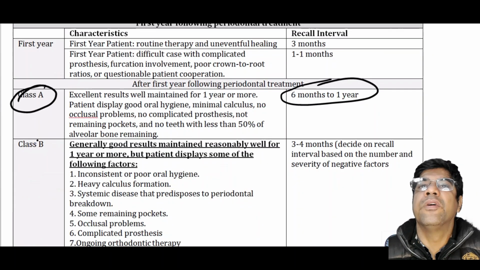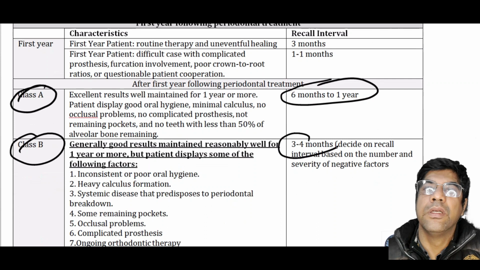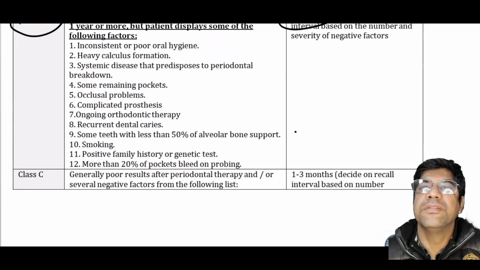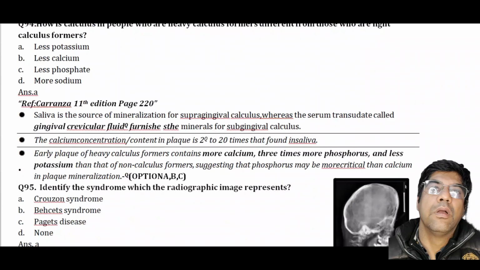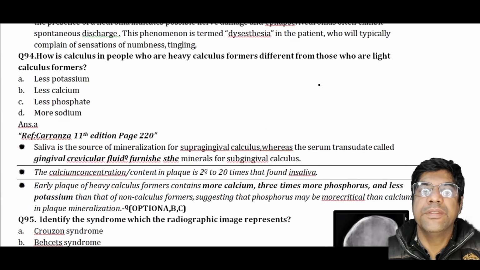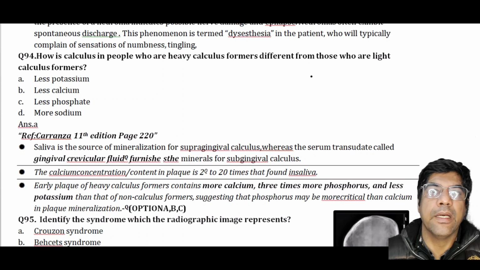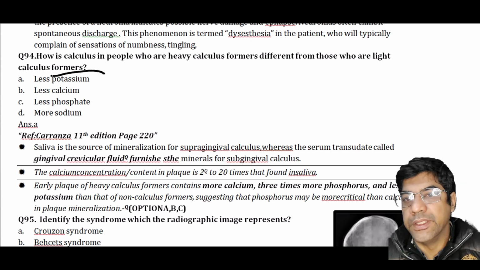So class B is for 3 to 4 months. Class C is 1 to 3 months. Remember that. Coming to the next question, how is calculus in people who are heavy calculus formers different from those who are light calculus formers? Answer is less potassium.